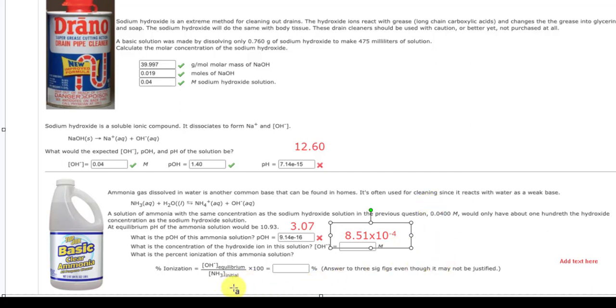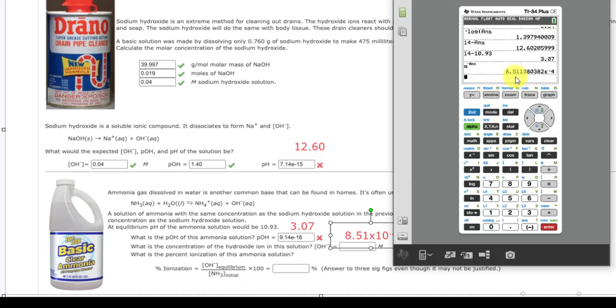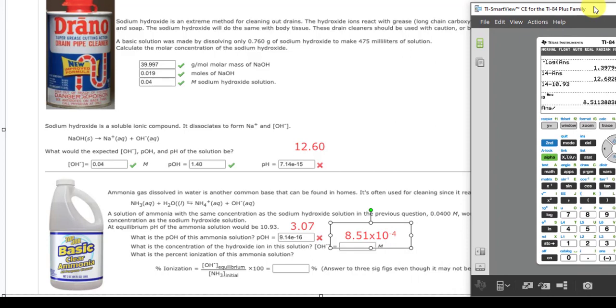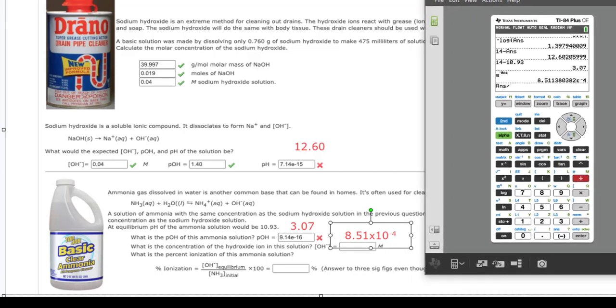Percent ionization is pretty important too. This is going to be easy to get because it's just the hydroxide that we just figured out over the initial concentration. And let's see, did they give us the initial concentration? Yeah, here it is, 0.04. And I've got my hydroxide concentration in there already. That was the 8.51 times 10 to the negative 4. So all I've got to do is divide that by the given concentration, which they had to give us for us to figure this percent ionization. That was 0.04, times 100.